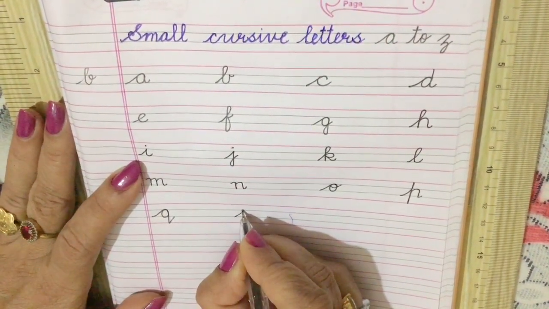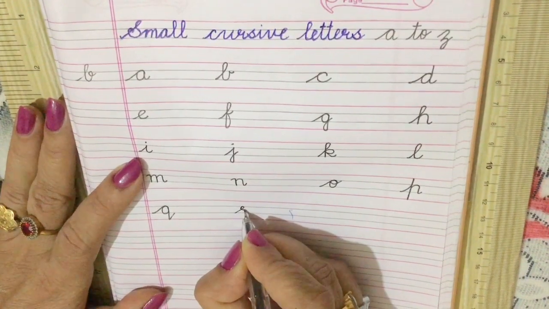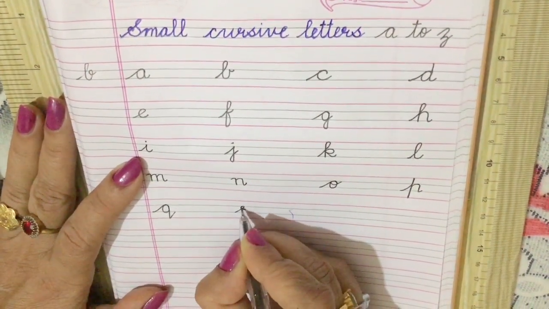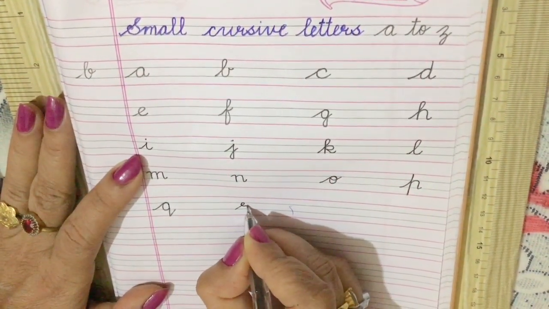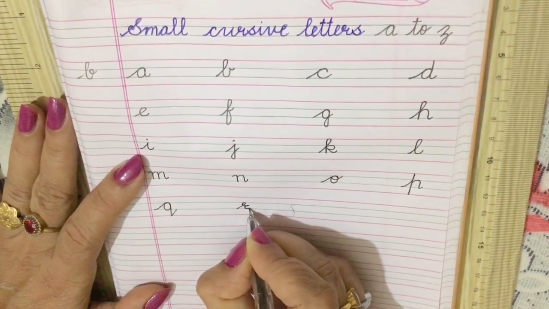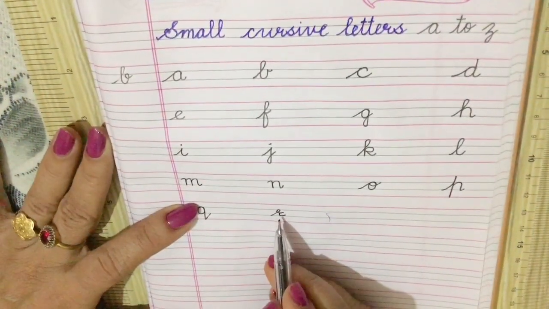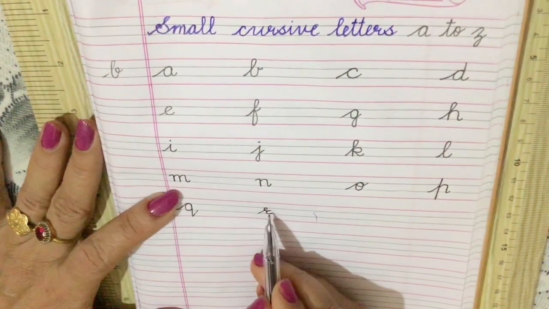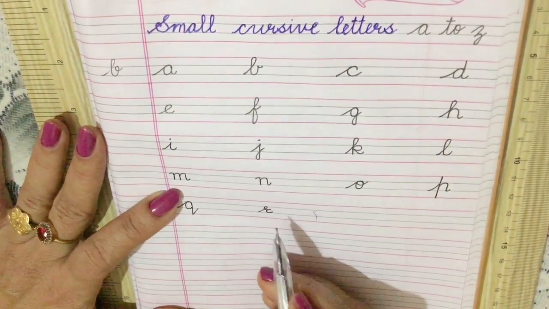Go slanting. This is a slanting stroke. Make an I here, a small loop here and a curve there and end with the tail. Don't touch this on the second line. You have to keep a bit gap here.